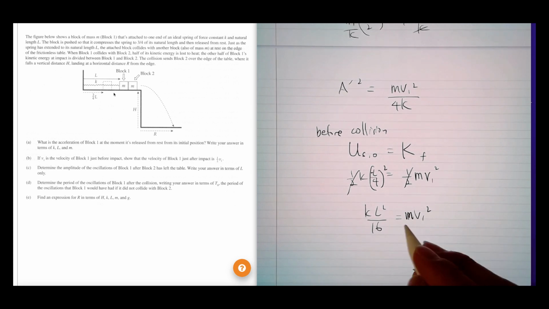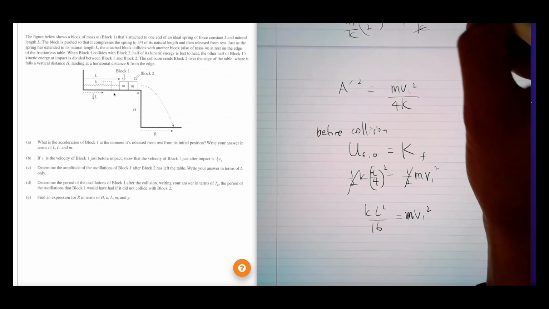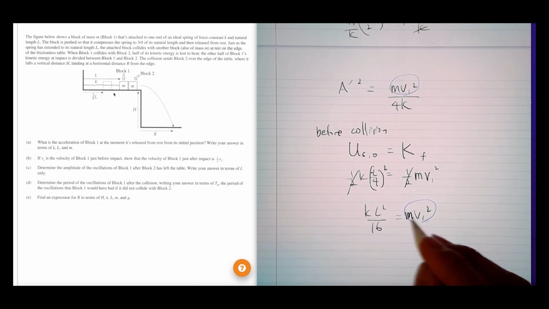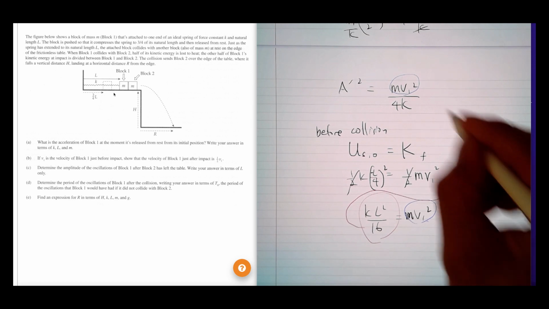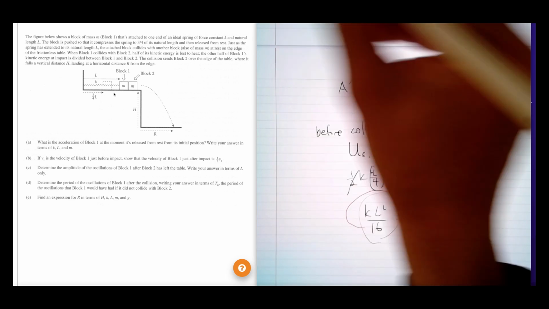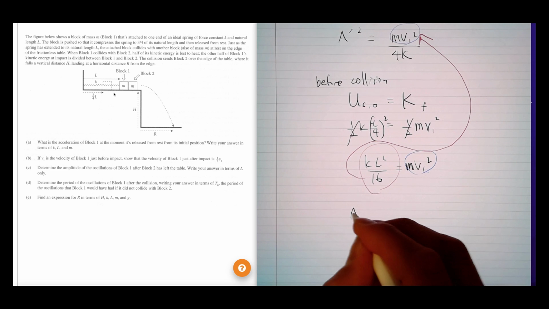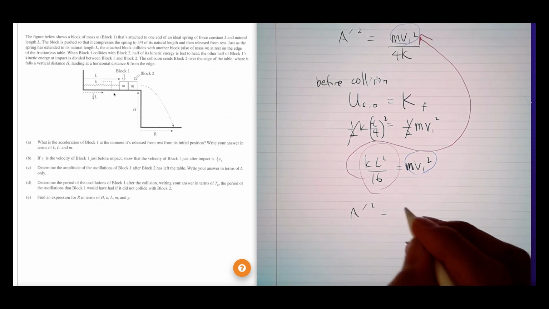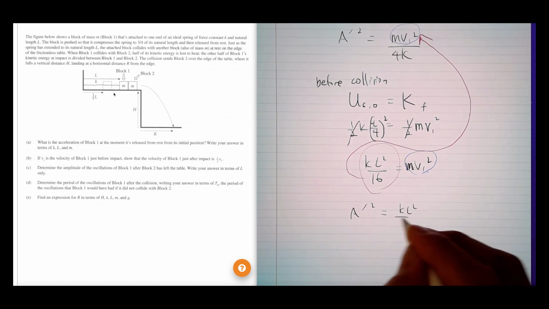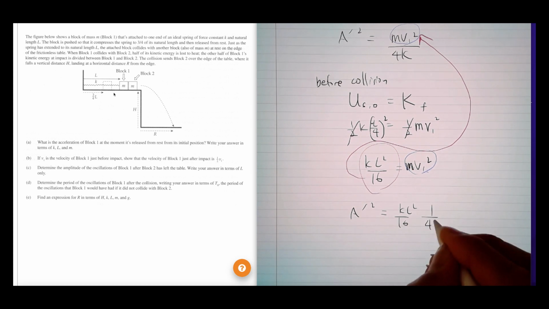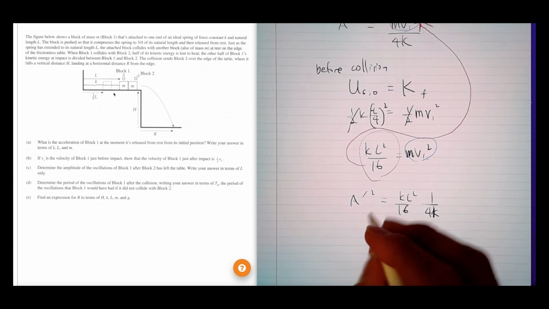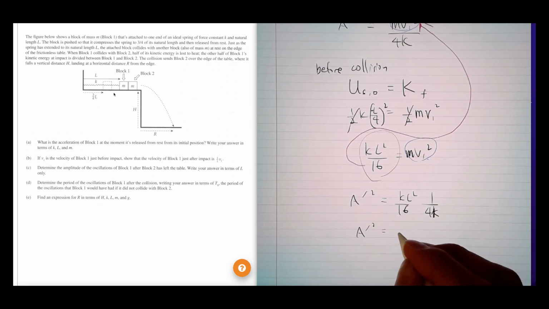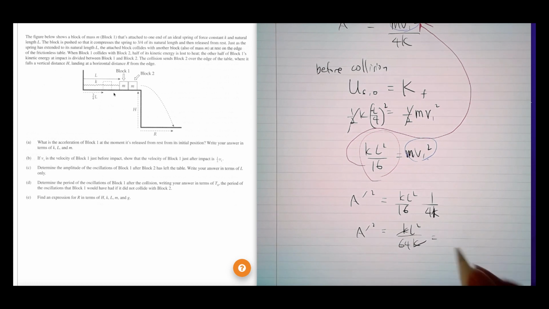Now, where do we see the MB1 squared? We see it on the top here. Do you guys see it? MB1 squared, MB1 squared. So I'm going to replace this entire thing where M1B1 squared is, and that makes A prime squared equal to KL squared over 16, 1 over 4K. I'm replacing the entire blue ones. So A prime squared is equal to KL squared over 64K. K's cancel.